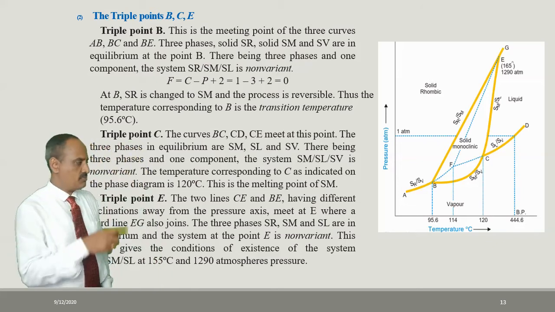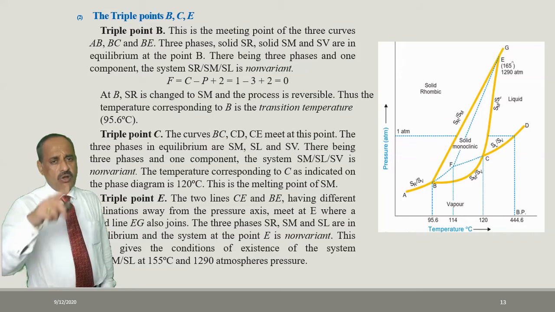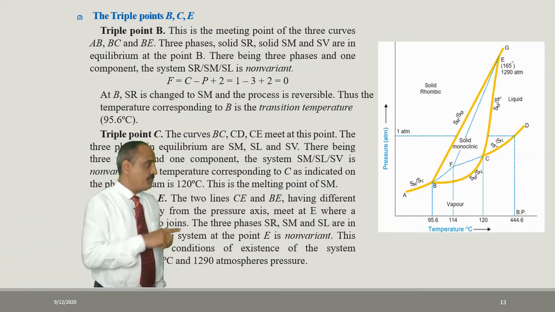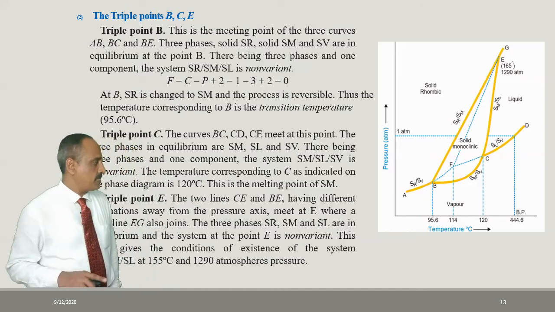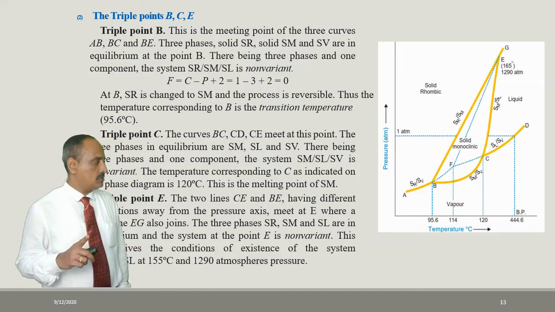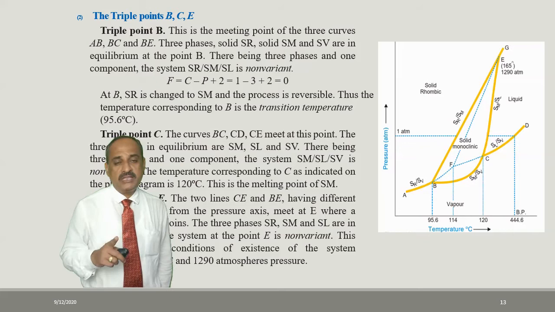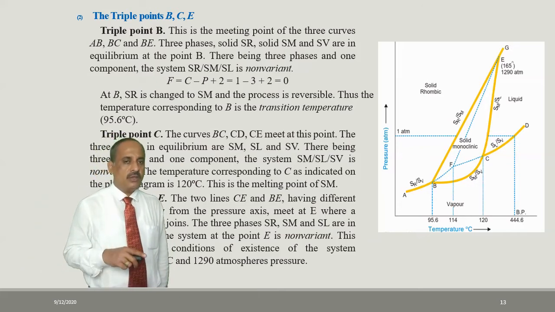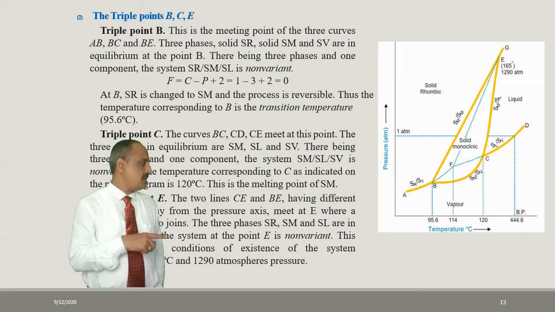curves, now a very important point: if we observe all the 6 curves, as there are 2 phases in equilibrium along all the curves, if we apply the phase rule equation F is equal to C minus P plus 2, then whatever the value of F that we get is 1.